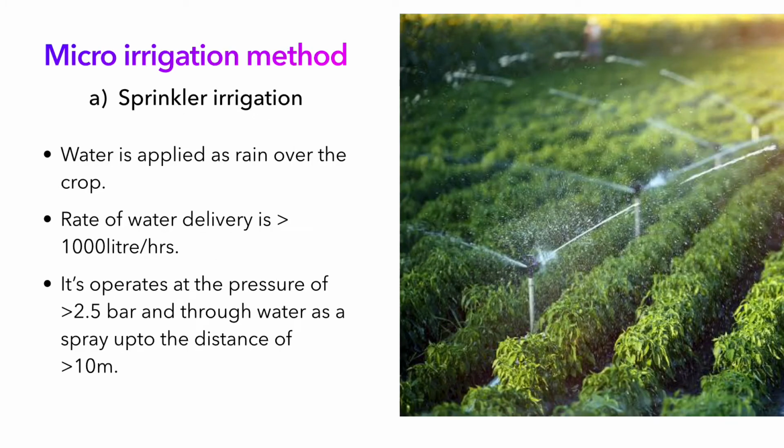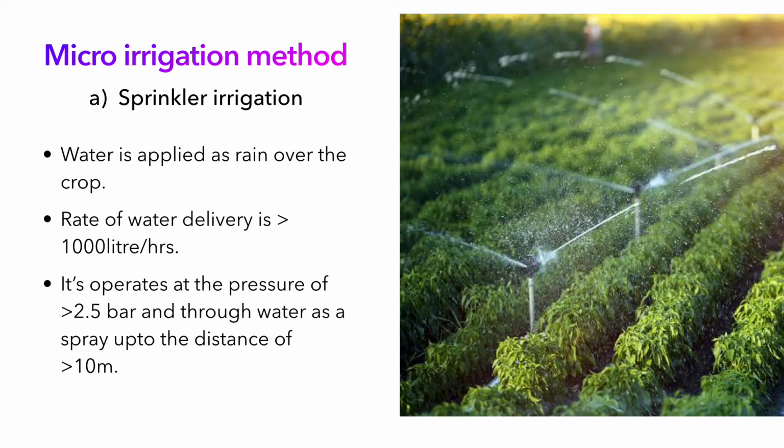Now let's come to micro irrigation method. Micro irrigation method is also known as low flow method or low volume method. It means that the water which we provide in micro irrigation to our field will be in low volume, and the rate of delivery will also be lower as compared to surface irrigation method.